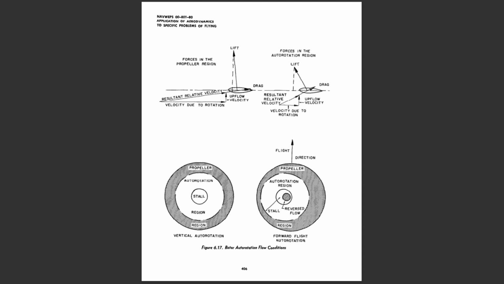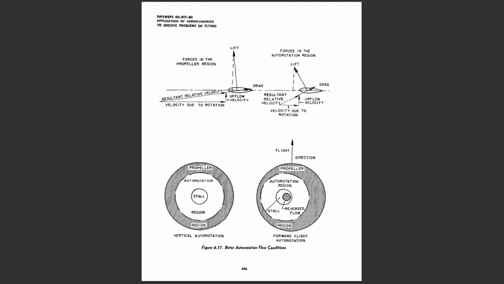The region of the rotor disc where there is a net drag force on the blade is called the propeller region, and the region of the rotor disc where there is a net in-plane thrust force is called the autorotation region. These regions are shown for vertical autorotation and forward speed, or normal autorotation, in Figure 6.17.